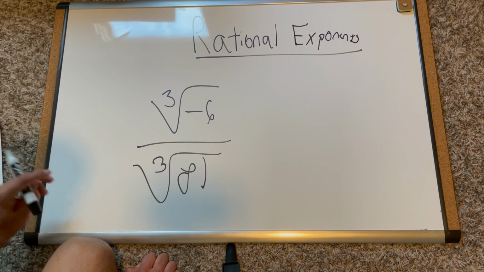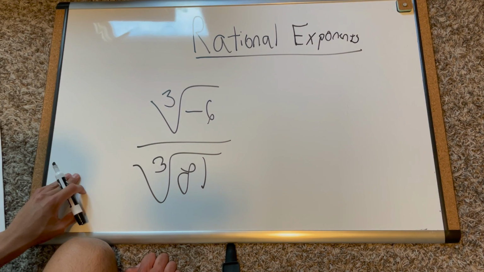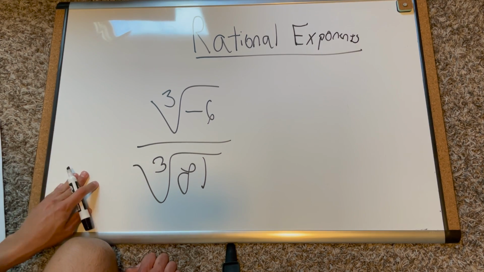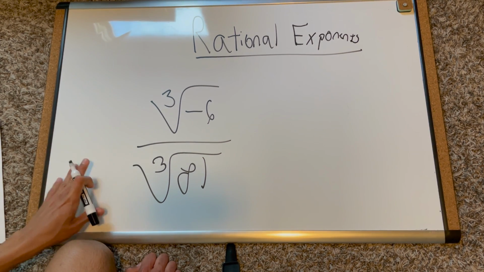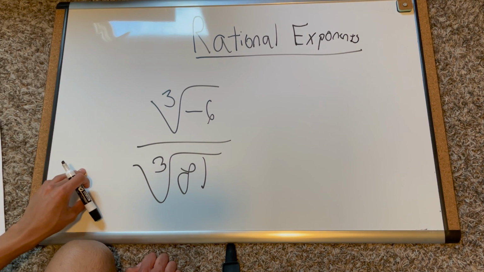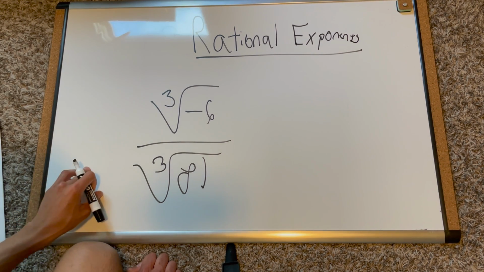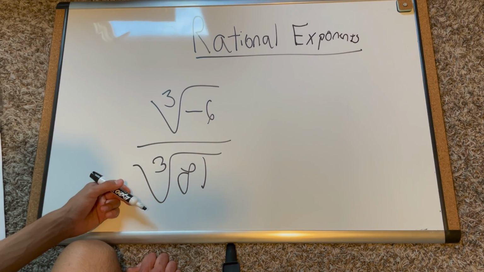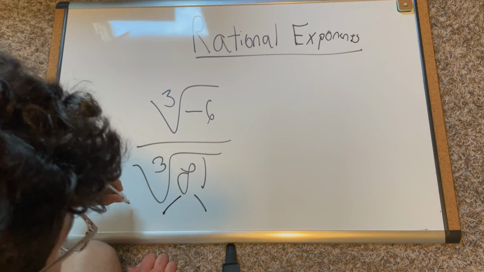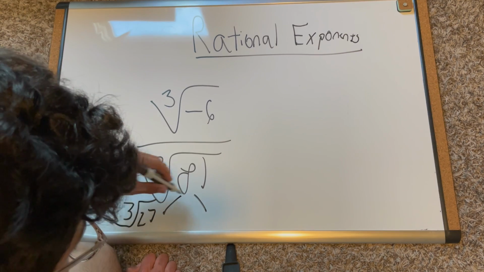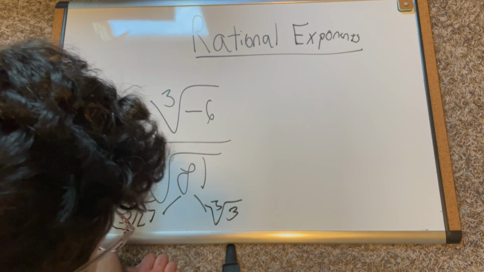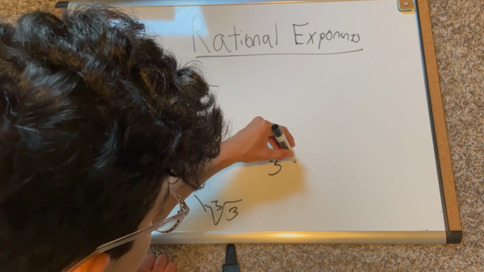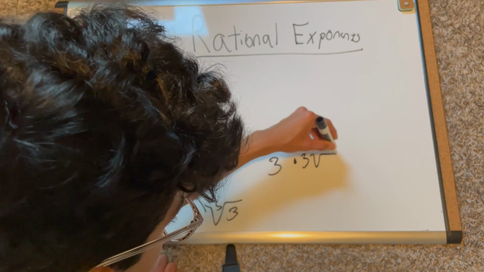So you can solve this, actually. You cannot, but look at this. You can distribute this to 27 and 3. Change this to the cube root of 27 and the cube root of 3. So, once you do that, what's the cube root of 27? The cube root of 27 is 3. So we have 3 times the cube root of 3.